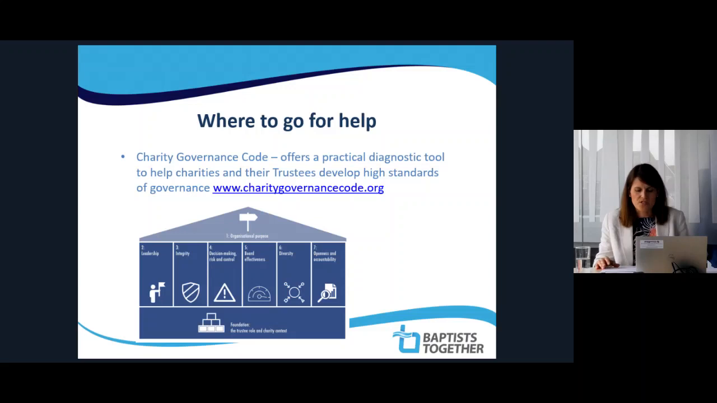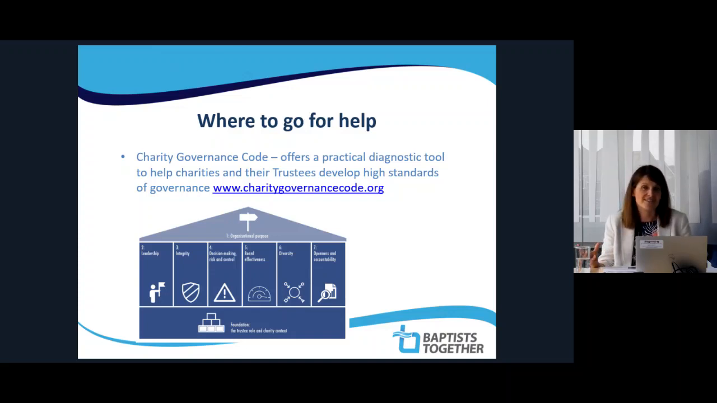The other thing you may want to consider, if you are perhaps a more experienced charity trustee, is the Charity Governance Code. This is available at the website charitygovernancecode.org, and it offers you the chance to think about all of the ways in which your charity operates, looking at your purpose, leadership, integrity, and all sorts of ways of being an effective group of church charity trustees. And there is a really helpful diagnostic tool available on the website.